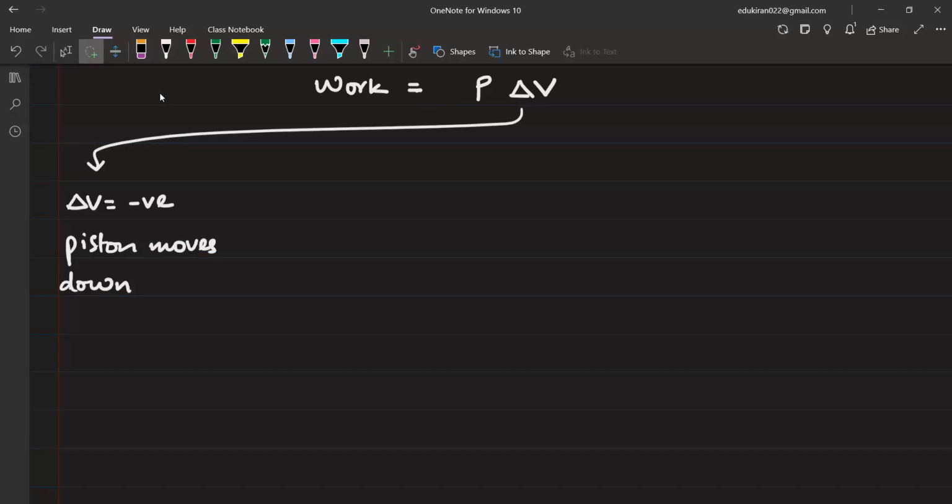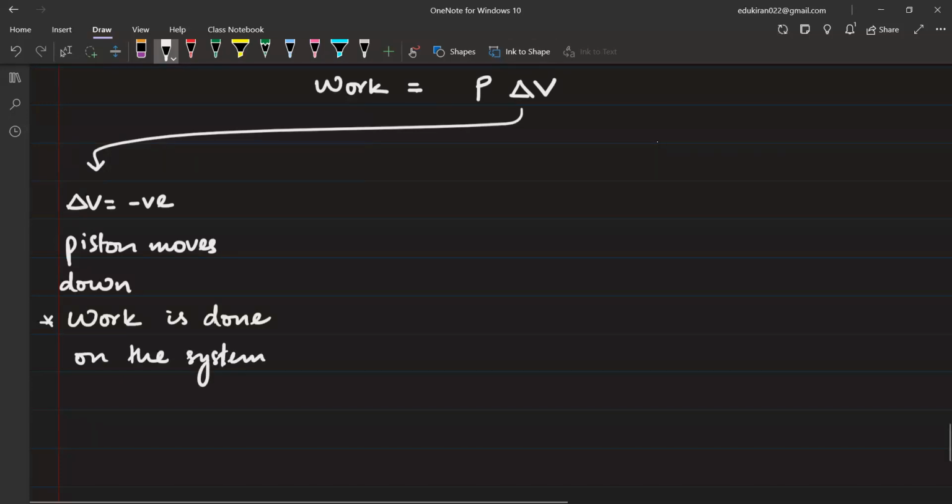When volume decreases, final minus initial will be negative, since the final volume will be lesser and the initial volume larger. So delta V is negative, the piston moves down. If the piston is moving down, then work is done on the system, because someone must be applying pressure from outside. Correct, guys, work is done on the system.